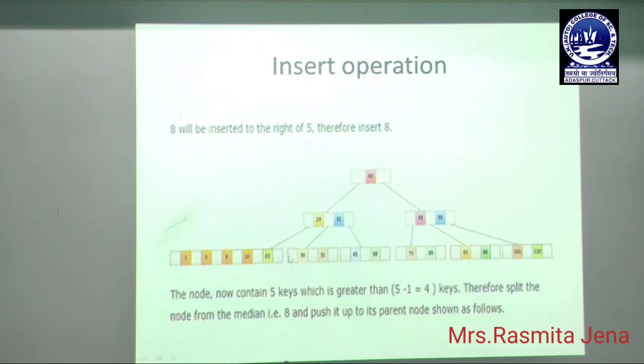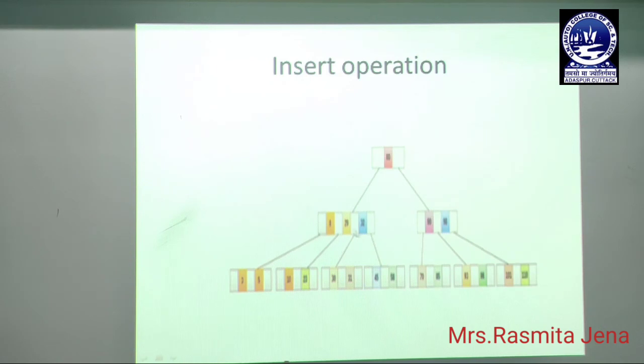So after insertion, you can see when we insert 8, the node now contains 5 keys which is greater than 4 keys. Therefore, split the node at the median, that is 8, and push it up to its parent node as shown. 8 is moved to the parent node, and as 8 is less than 29, it will be inserted at the left side of 29. The 2 nodes split by the insertion of 8 are 3 and 5 as one node, and 10 and 23 as another node.